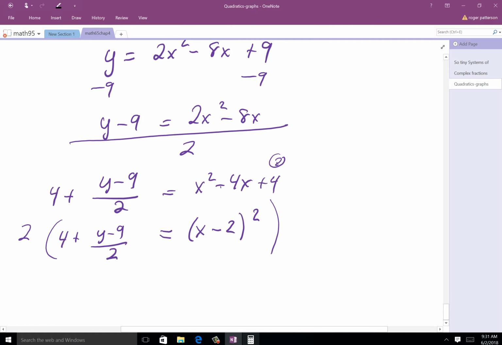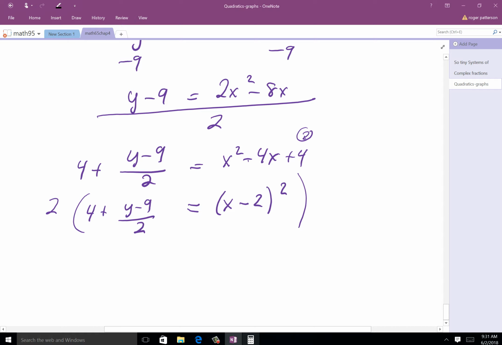So now we're going to multiply everything by 2. Watch what happens. Here we're going to get 8. Here, this 2 and this 2 are going to cancel. So see, that's why I didn't divide anything, because I knew ahead of time that I was going to multiply by 2, because I've been doing this for a long time. So there's no reason for me to divide that. I'm just going to multiply it anyway.